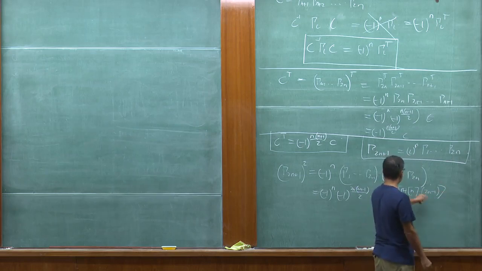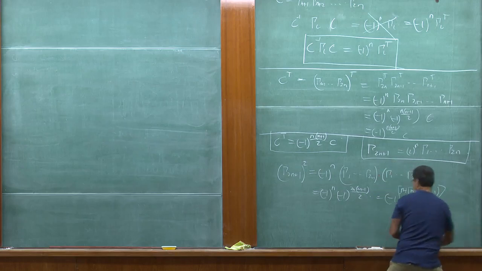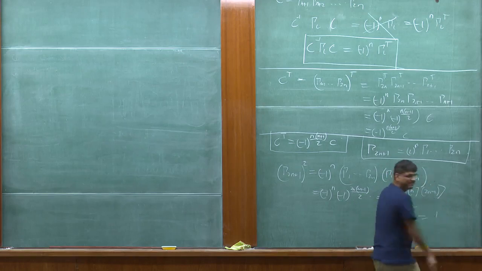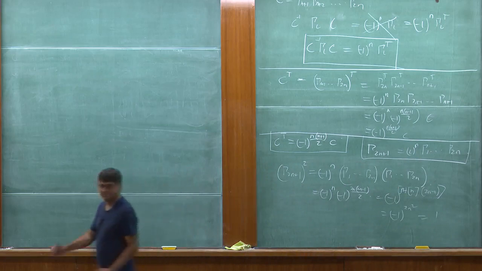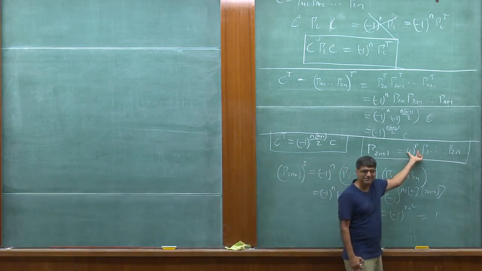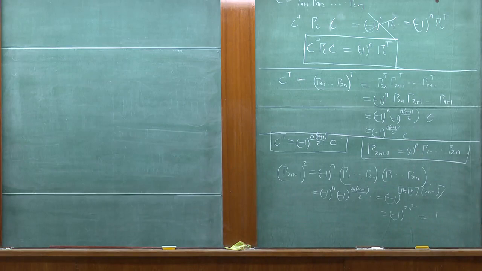It's fine, because you see, if n is odd, minus 1 to the power 2n squared is equal to 1. Okay, thank you. So the way to be more systematic would have been to put an alpha here and determine it so that this happens. But i to the power n works, so we're going to choose that as well.